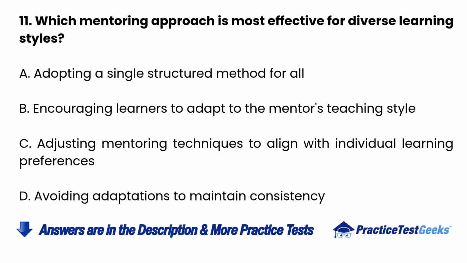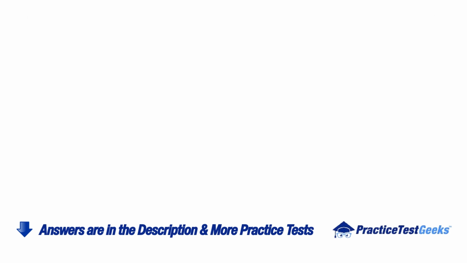11. Which mentoring approach is most effective for diverse learning styles? A. Adopting a single structured method for all. B. Encouraging learners to adapt to the mentor's teaching style. C. Adjusting mentoring techniques to align with individual learning preferences. D. Avoiding adaptations to maintain consistency.